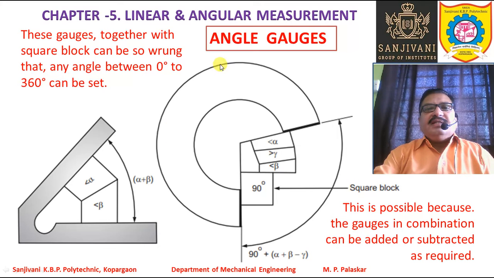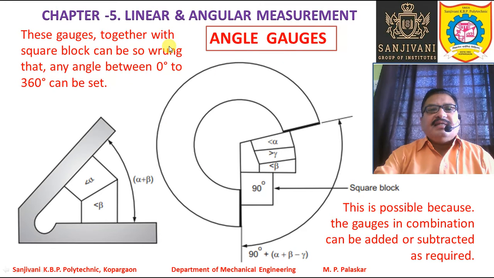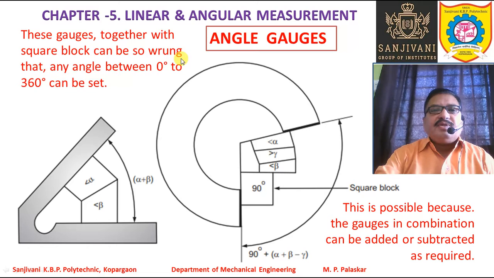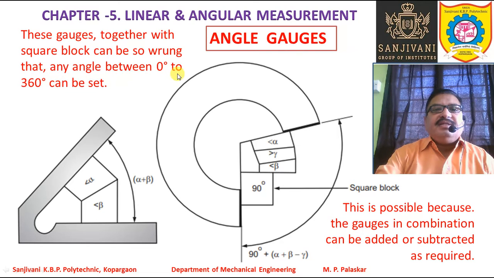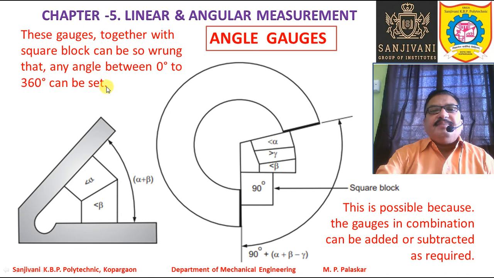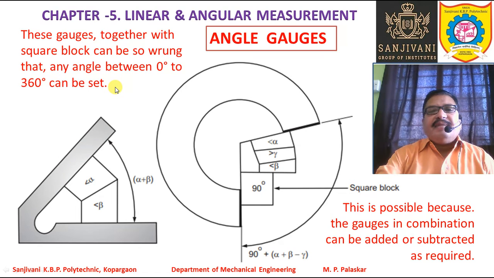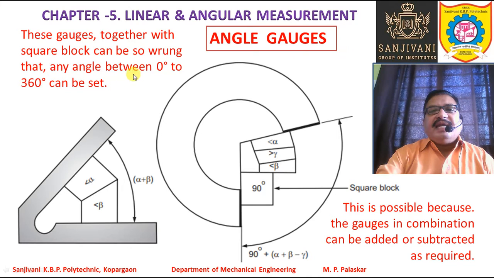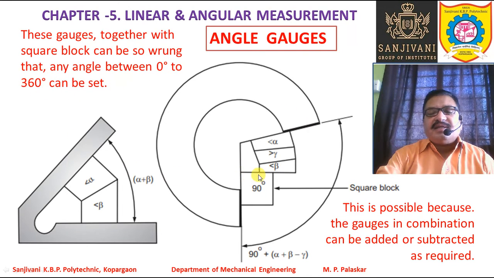So one more thing about these angle gauges is that these gauges, together with the square block, can be wrung so that any angle between 0 degrees to 360 degrees can be set. So you can use a combination of the angle gauges. You can combine the angle gauges and wring them in the same way as you wring the slip gauges and form a combination of slip gauges. In the same way, we can also have a combination of angle gauges, and they can be wrung together, and we can get any angle between 0 degrees to 360 degrees by using the combination, right?